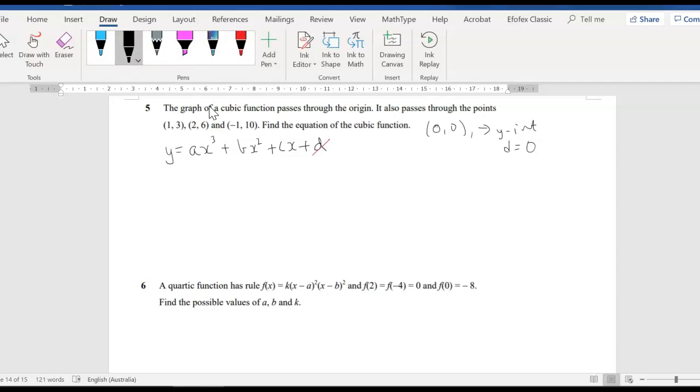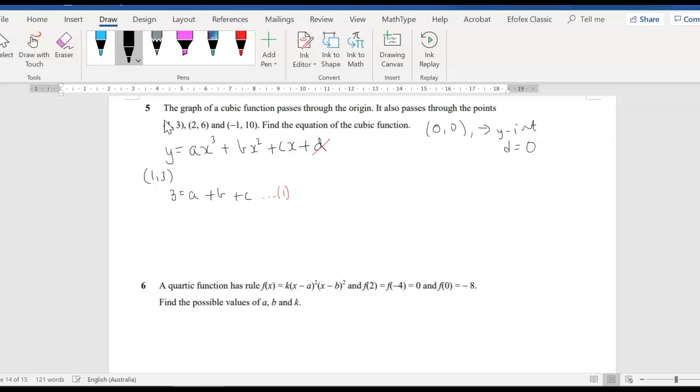So what we're going to do is substitute. So I've already kind of substituted in (0, 0) to get d equals 0. So we're going to substitute in another point. So I'm going to sub in the point (1, 3). So I'm going to have 3 equals, now I can probably do this in one go. So a plus b plus c. And remember there's no d because d is equal to 0. So our first equation is that.